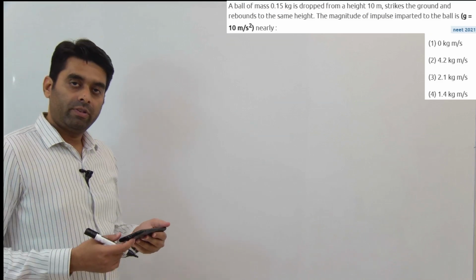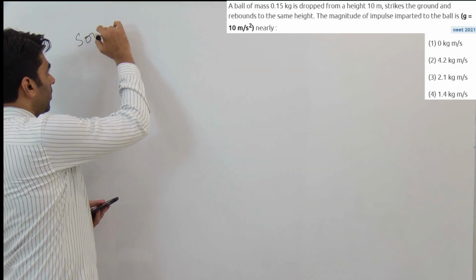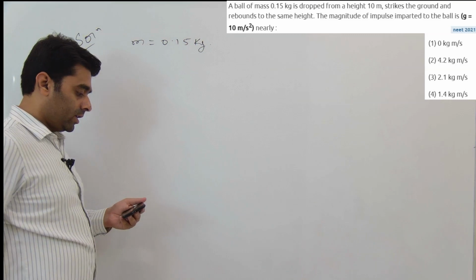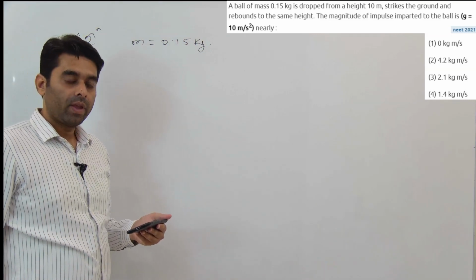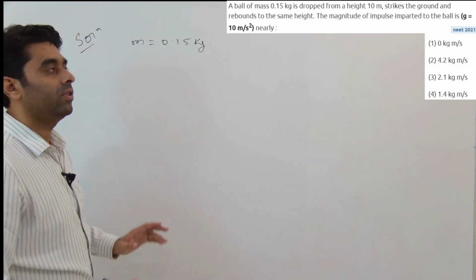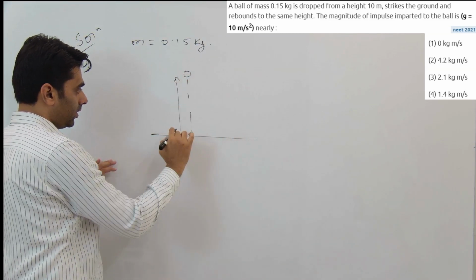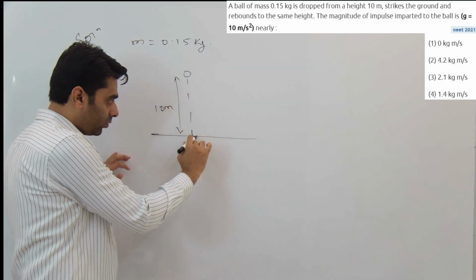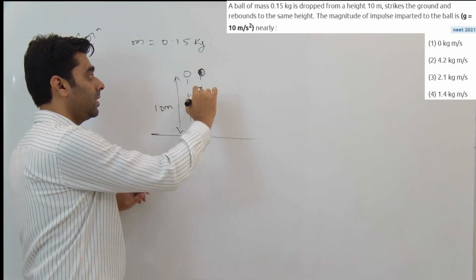Okay, the next question says a ball of mass 0.15 kg is dropped from a height of 10 meters, strikes the ground and rebounds to the same height. The magnitude of impulse imparted to the ball is? So the situation given to us is that from a height of 10 meter, a ball is falling and it strikes over here and then again rebounds to the same height. This is what is given. They are asking us the impulse imparted.